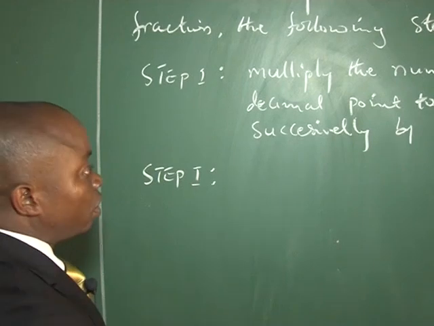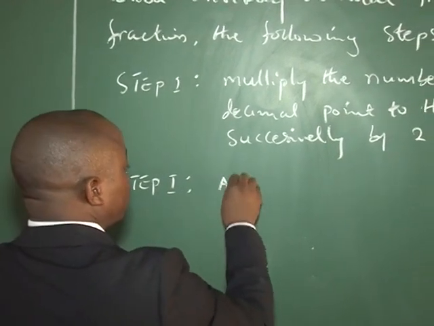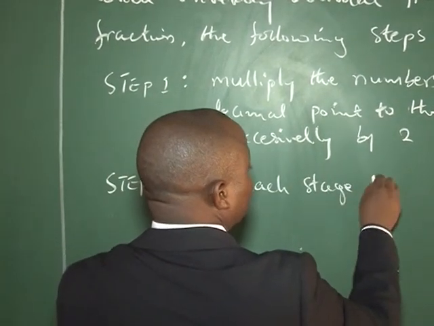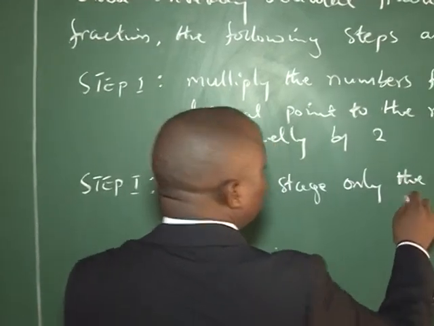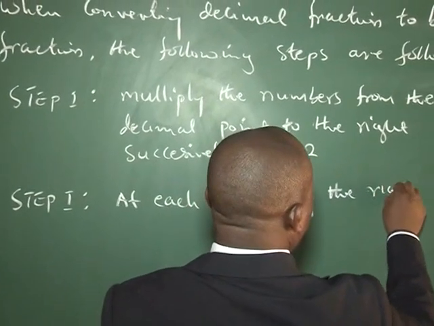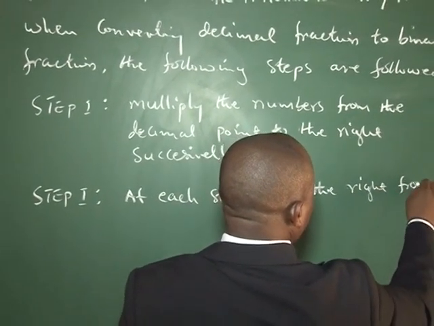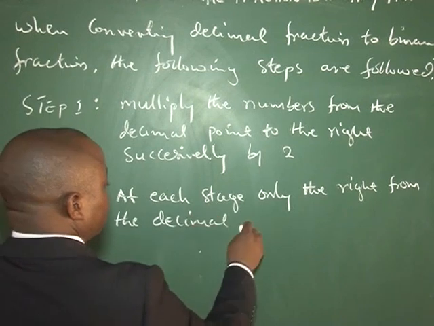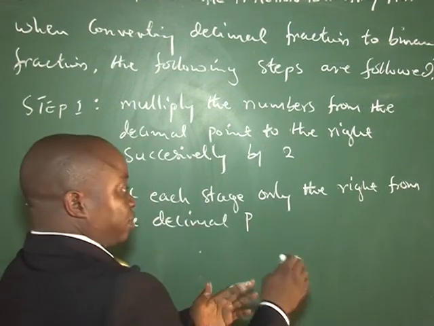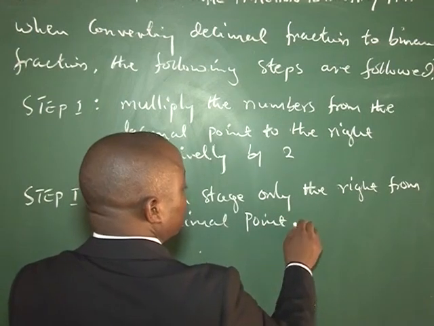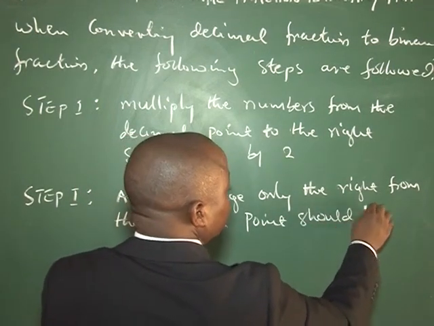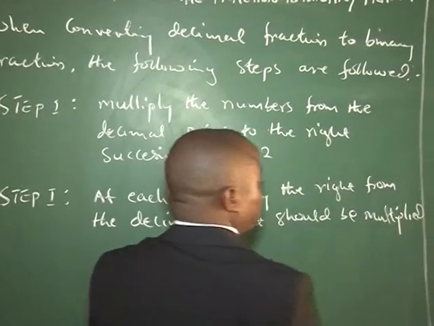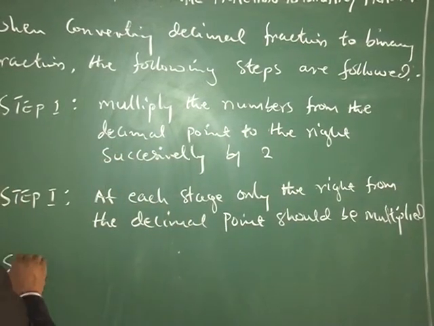Now step 2: At each stage, only the numbers to the right of the decimal point should be multiplied.